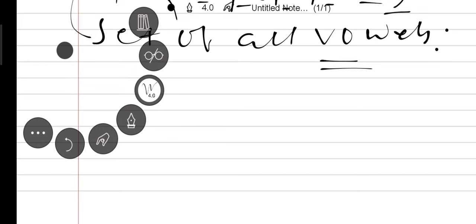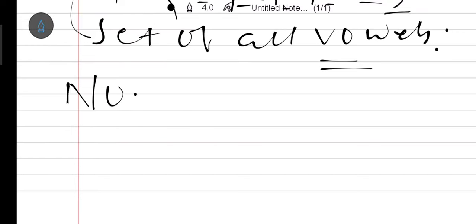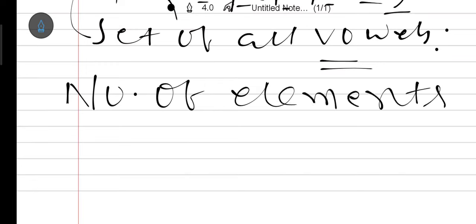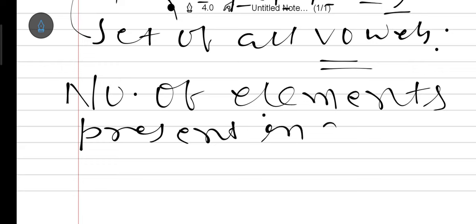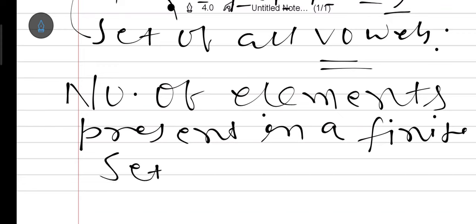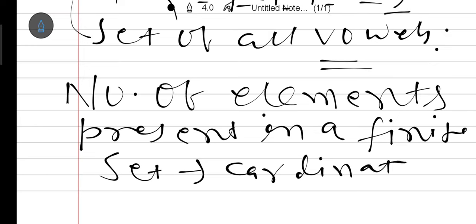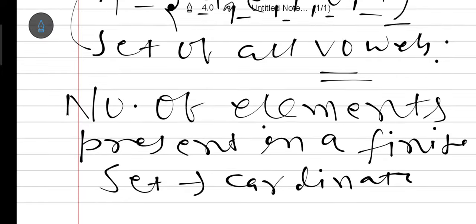So cardinal number. The number of elements present in a finite set is called the cardinal number of that set. You have to remember one thing, and focus on it: here it is a finite set. So finite set, cardinal number.